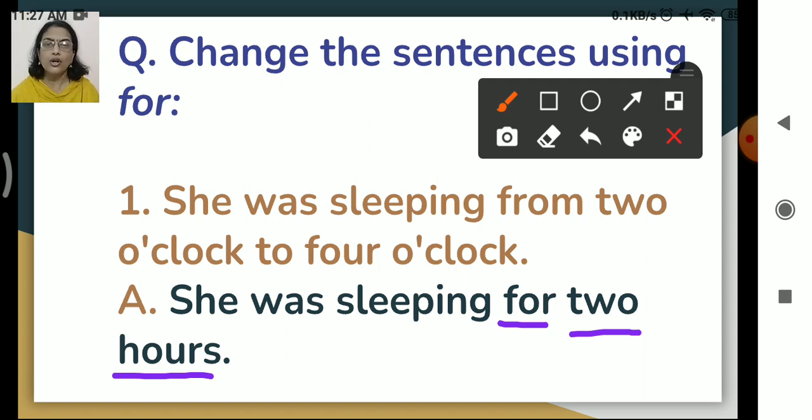So leave 2, go for the next number. So 3, 4. So how many hours? 2, right? So she was sleeping for 2 hours. We have added the word for there. Instead of from this time till this time, we counted the time and we wrote that. So it becomes she was sleeping for 2 hours. Got it? Now let's solve the next question.